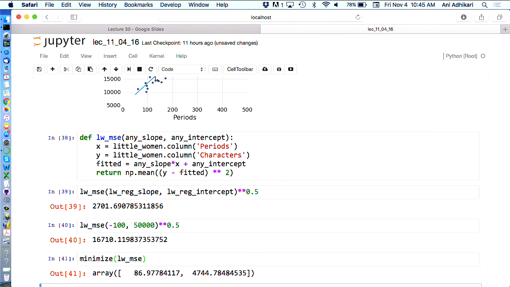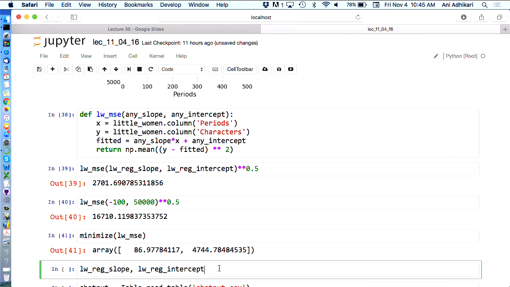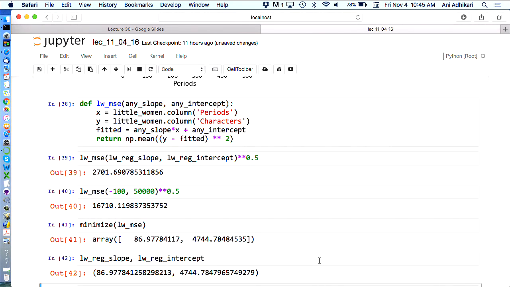And what were those numbers that were generated? Well, we had formulas, right? We calculated a slope and an intercept based on formulas. You want to compare? The minimizing slope is 86.977. Our slope by our formula was 86.977. Not bad. Minimizing intercept, equally. Whether you use the formula or whether you minimize the mean squared error, you get the same line.